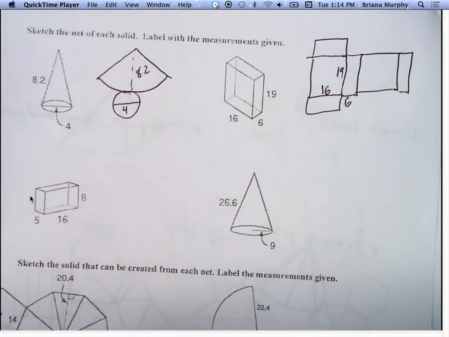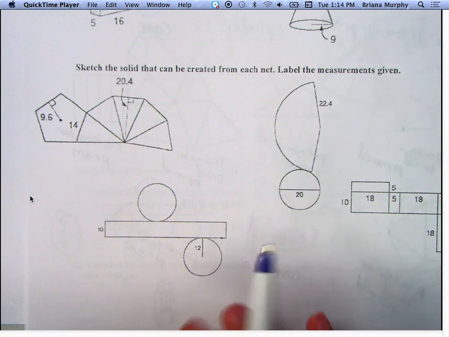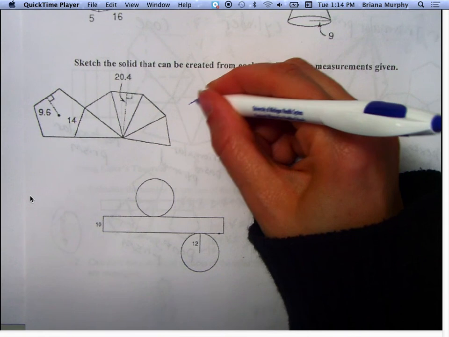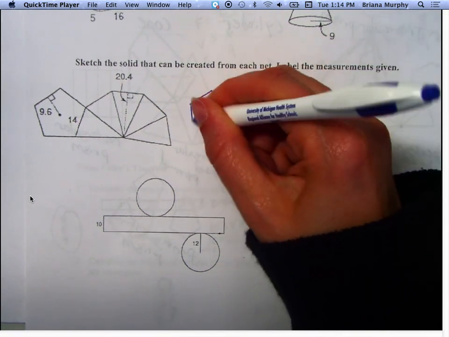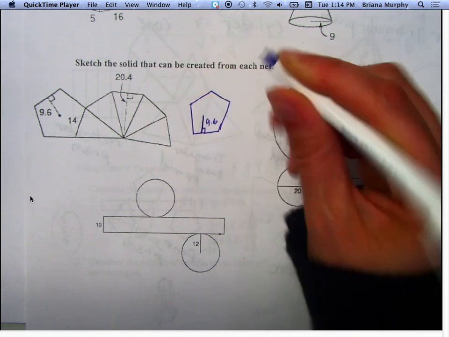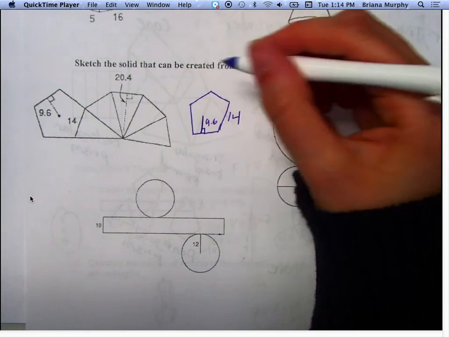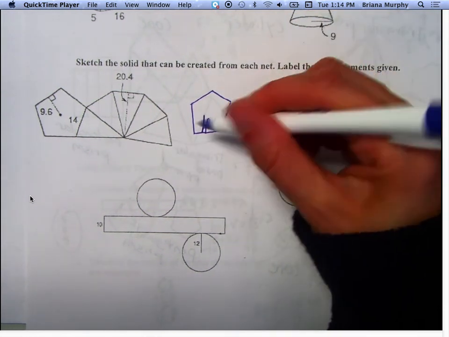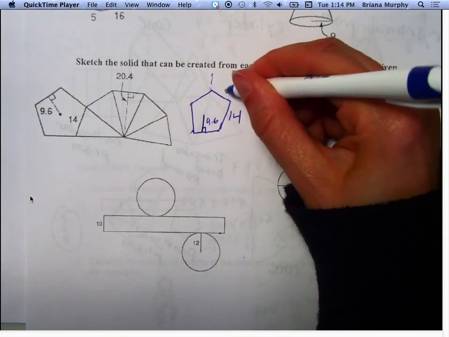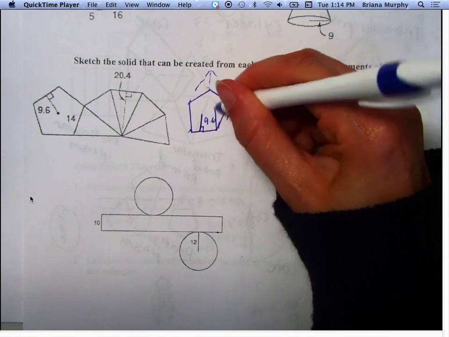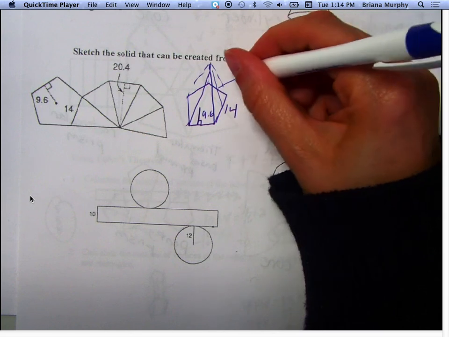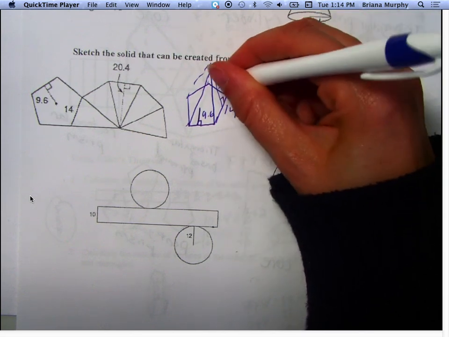Now we're going to sketch the 3D version of the net. So let's make the pentagon. I would draw in your stuff for the pentagon first. We've got our apothem, we've got our side length, and then we're going to take all of the vertices and draw them to one point. That's going to give me a lovely pyramid, and show that the length of this side, the slant height, is 20.4.